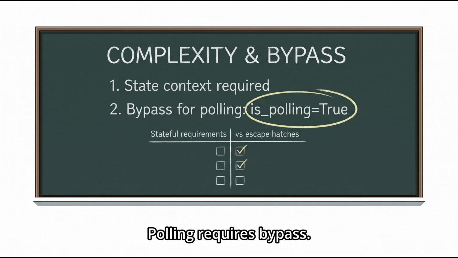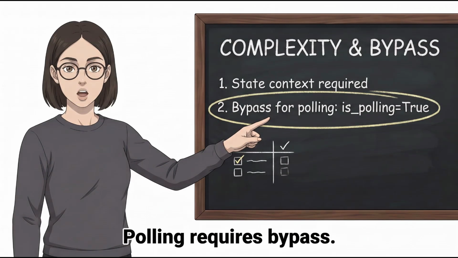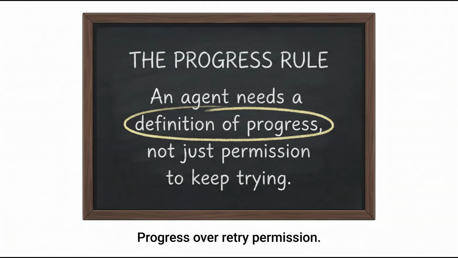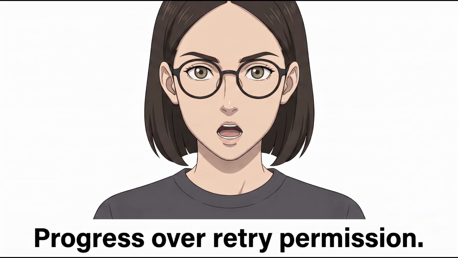Of course, stateful tracking adds some architectural complexity. You must implement opt-out bypasses for operations that legitimately repeat, like polling a database endpoint for live status updates. That brings us to our core rule for production. An agent needs a definition of progress, not just permission to keep trying.